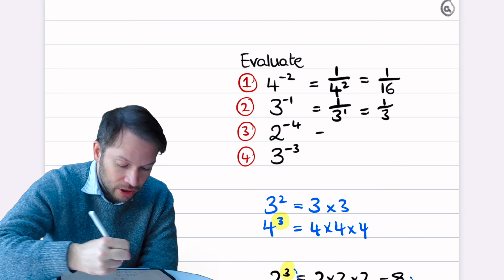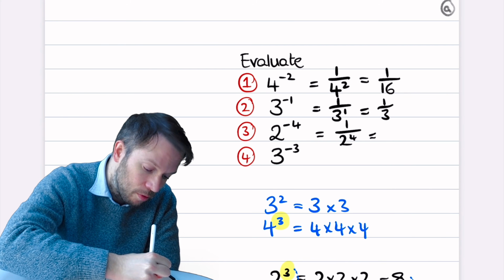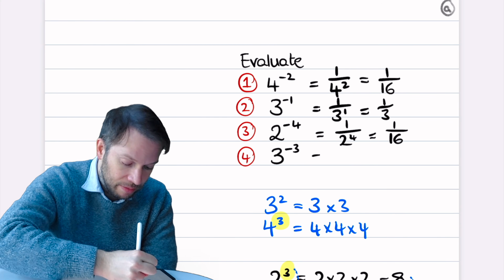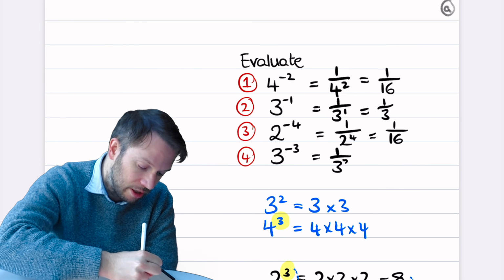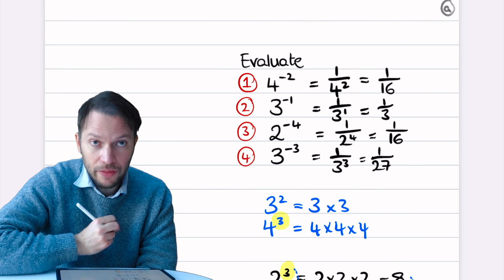The next one, 2 to the minus 4, is 1 over 2 to the 4. And 2 to the power of 4 is 2 times 2 times 2 times 2, which is 16. And then finally, 3 to the minus 3 is 1 over 3 cubed, which is 1 over 3 times 3 times 3, which is 27. And those are the final answers.